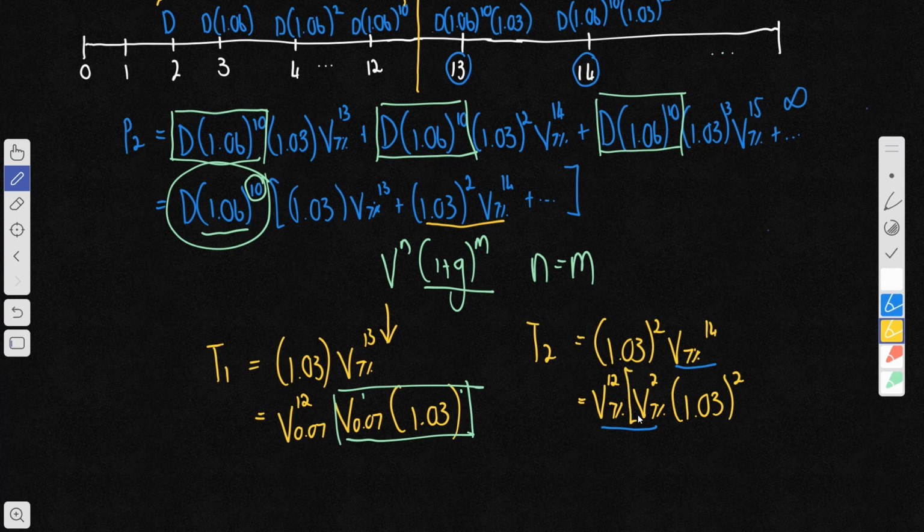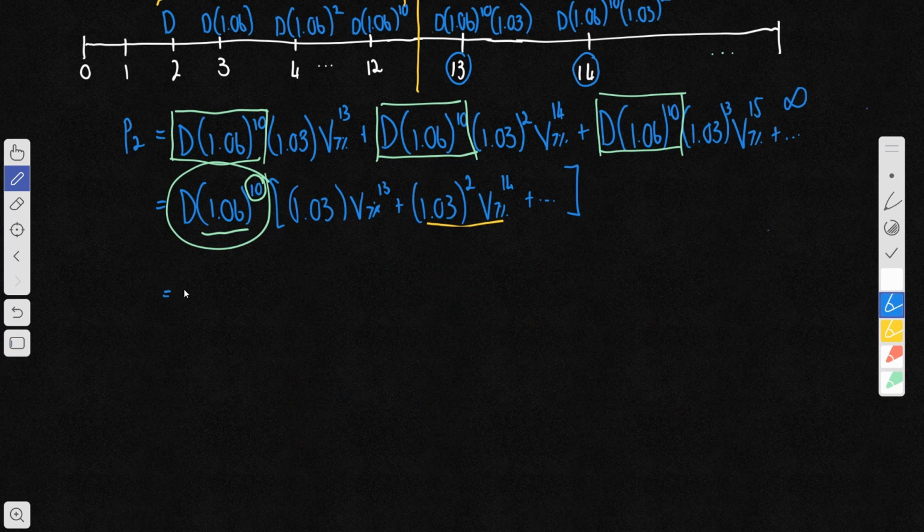Now you can see that we have a term where both of the exponents are the same. So taking out v to the power 12 as a common factor from the formula above will yield the desired form that we need for the compound increasing annuity.